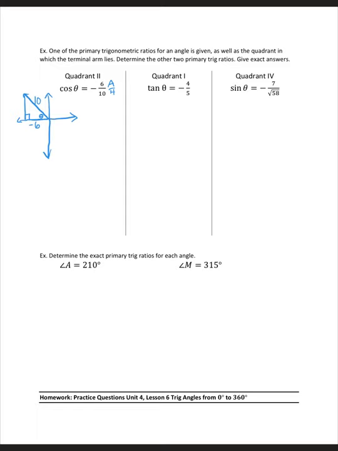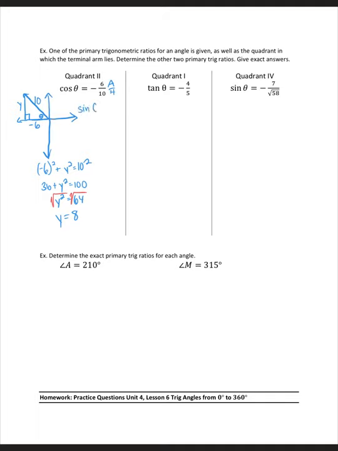So now we just have to figure out, well, what's y, so that we can identify those other primary trig ratios. So we will say that negative 6 squared plus y squared equals 10 squared. We'll just simplify where we can, and then we'll subtract 36 from both sides. And finally, we'll take the square root of both sides. So you'll have y is equal to 8.